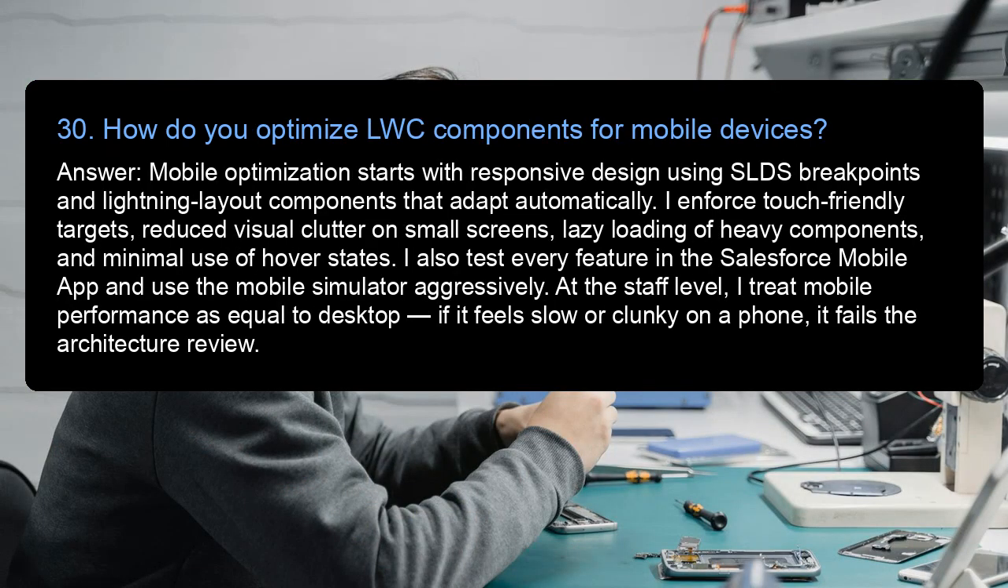30. How do you optimize LWC components for mobile devices? Answer: Mobile optimization starts with responsive design using SLDS breakpoints and Lightning layout components that adapt automatically. I enforce touch-friendly targets, reduced visual clutter on small screens, lazy loading of heavy components, and minimal use of hover states.